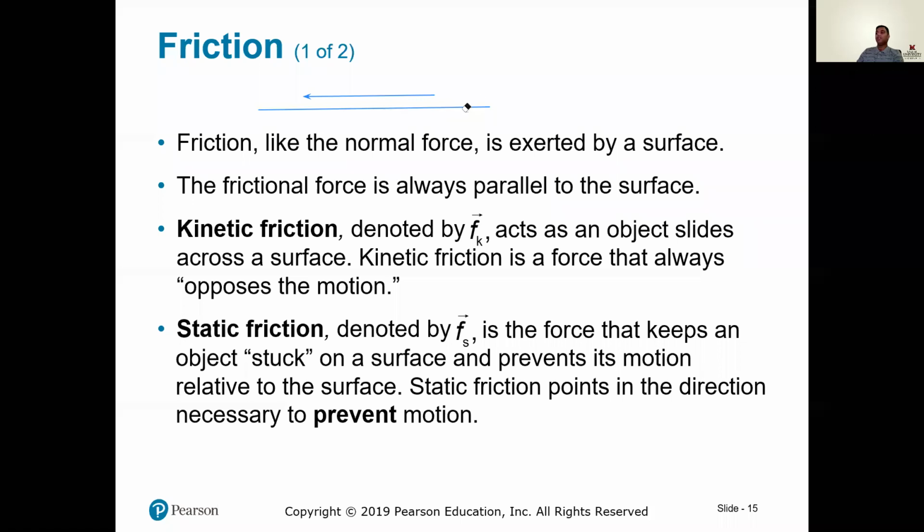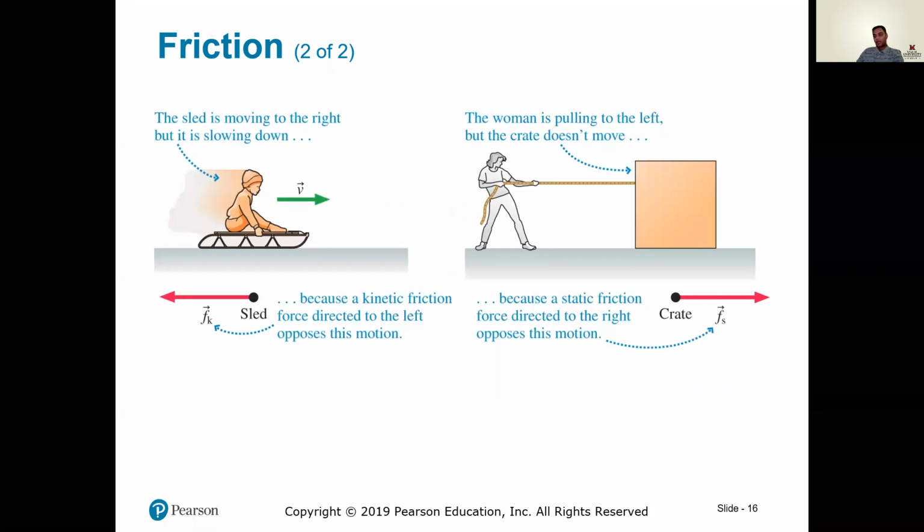And if it was originally going from right to left, the frictional force will change its direction, and now it will simply go from left to right. So frictional force is also not a constant force, just like a spring force. It is going to change its direction according to whichever way the object is moving. So here are examples. You can see the sled is moving to the right, but it is slowing down. It is slowing down because there is a kinetic friction.